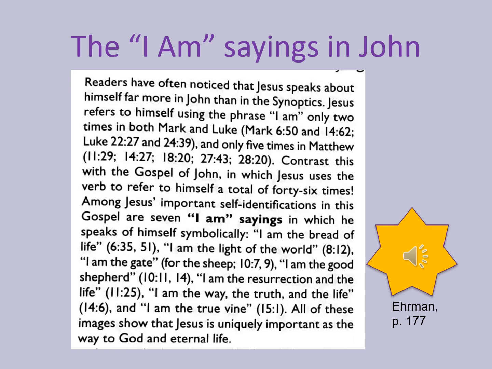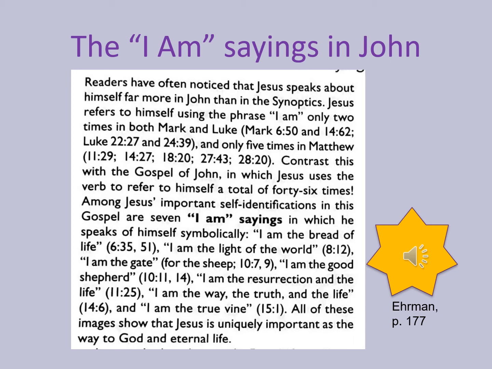Contrast this with the Gospel of John, in which Jesus uses that verb to refer to himself 46 times. And among those times in John are 7 particular I am sayings. Note that symbolic number 7 yet again. 7 I am sayings in which he speaks of himself symbolically.